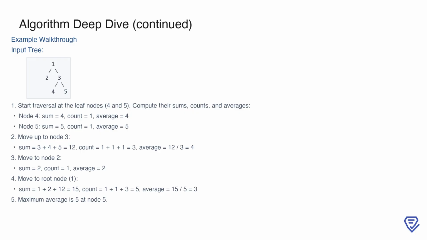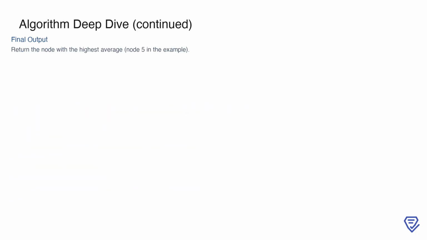Moving to node 2, its subtree sum is simply its value, 2, and the count is 1. Therefore, its average is 2. Finally, for the root node, the subtree sum is 1 plus the sums of nodes 2 and 3, which equals 15. The count is 5, so the average is 15 divided by 5, which is 3. The highest average in this tree is 5, corresponding to node 5. The final output of the algorithm is the node with the highest average. In the example we just analyzed, this is node 5, which has a subtree average of 5.